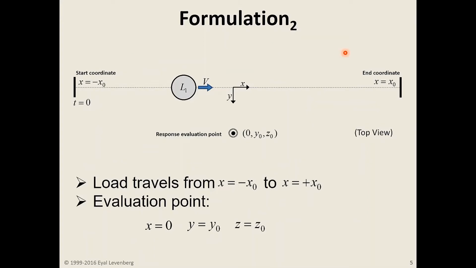Now, the formulation is as follows. This is a top view, where this circle shows the loaded area moving at a constant speed v along the x-axis. Here is a coordinate system with x in the direction of movement, and y pointing transversely. The load starts moving at time equals 0 from a location at negative x naught, and travels along a straight line until it reaches a point with coordinate positive x naught. While the load travels from negative to positive x naught, the evaluation point, where the formulation provides the mechanical responses, is located at coordinate x equals 0, at an offset y naught, and at a certain depth of choice z naught.